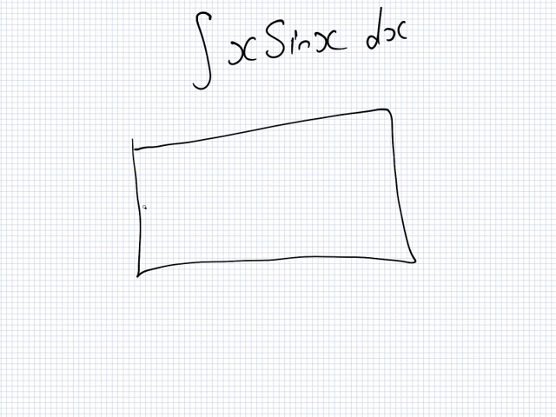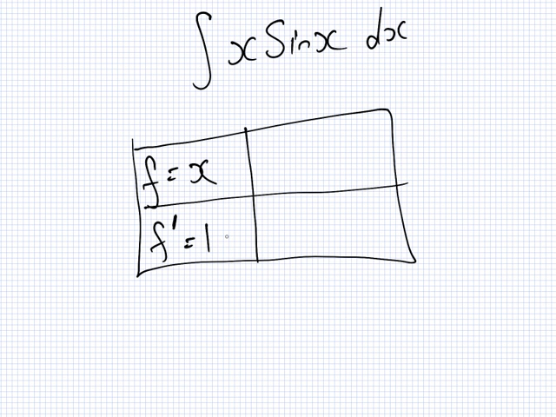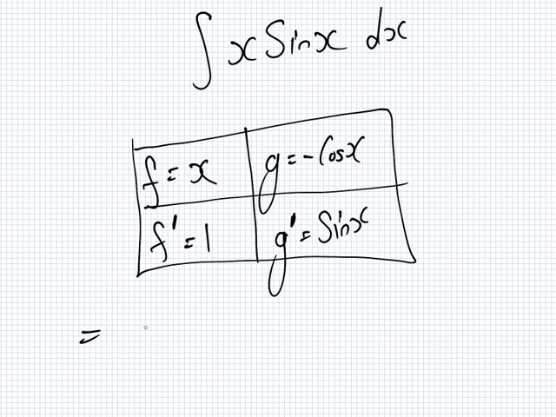I should have started with x sin x. Okay, let's make the table. What's the f here? f is x, f derivative is 1, g derivative is sin x, and g is minus cos x. So what's the rule? It's equal to fg minus the integral of f derivative times g. So what's fg here? Minus x cos x.